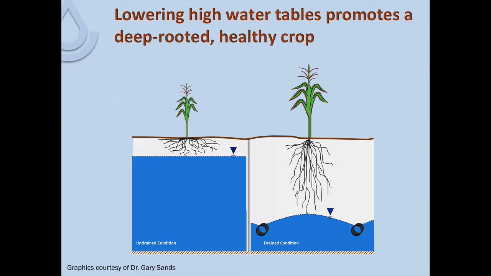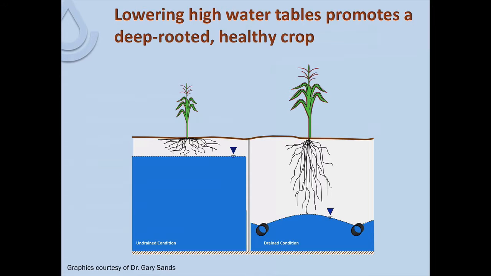Compared to the condition on the right, where we've lowered that water table in the spring, allowed those roots to develop over a larger root zone, and then later on in the summer, as things dry out, we've now got a much deeper root zone and a healthier, more vigorous plant that's better able to deal with those conditions. And so again, that will then translate into improved yields.